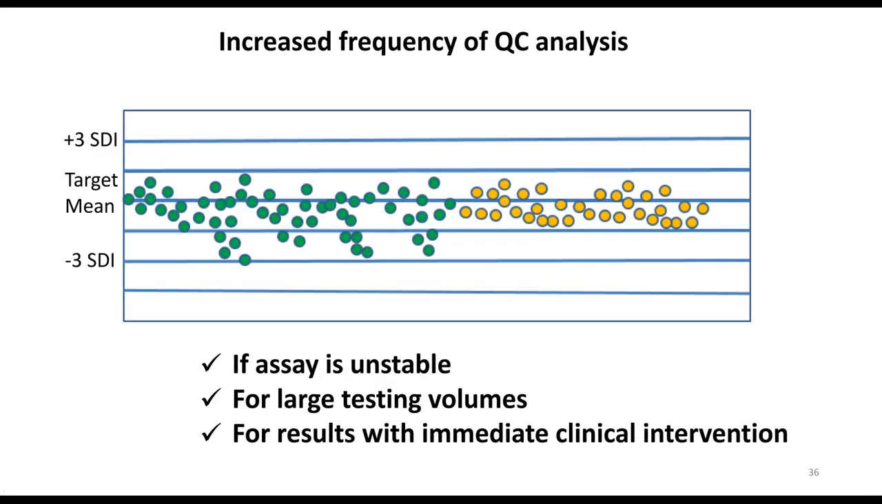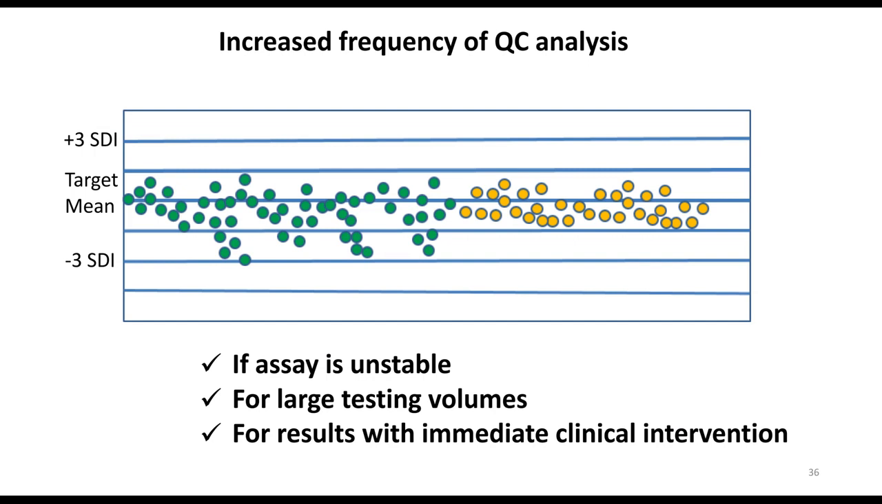A common preventive action to prevent reporting of erroneous results is to increase the frequency of QC analysis. The regulatory minimum is 2 levels of QC analyzed per 24 hours of patient testing, but many laboratories choose to analyze QC more frequently, like once per shift, or even once every few hours.